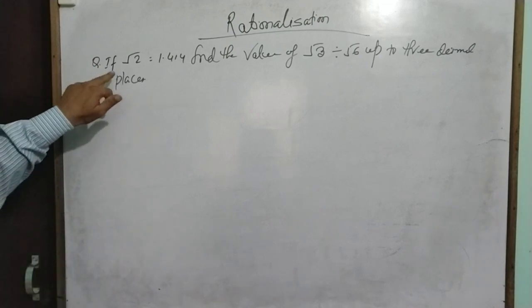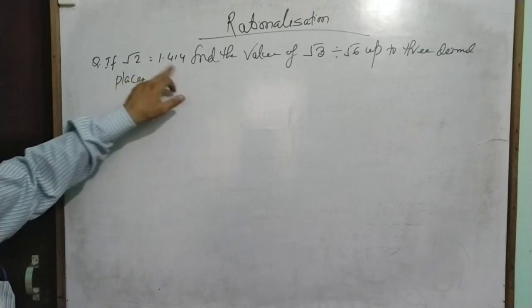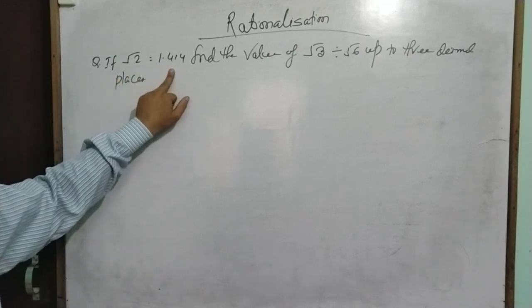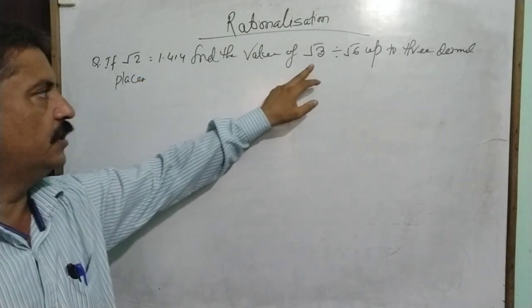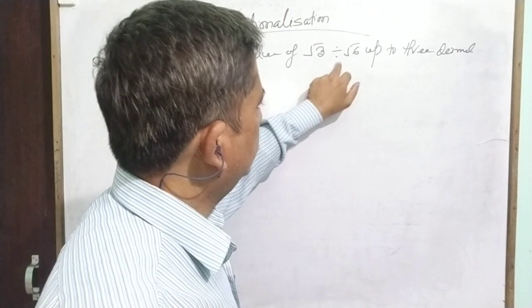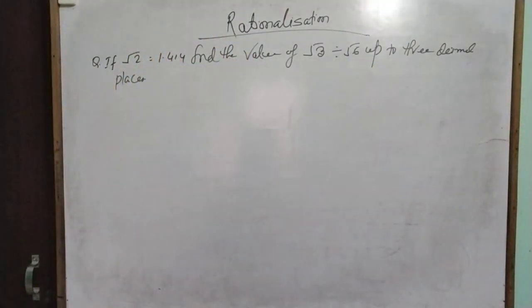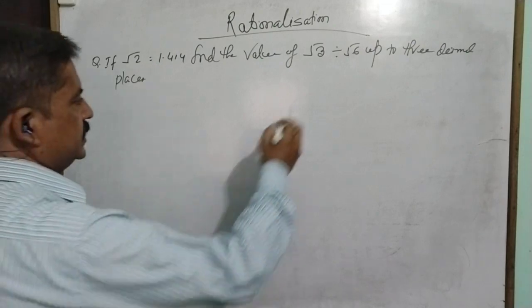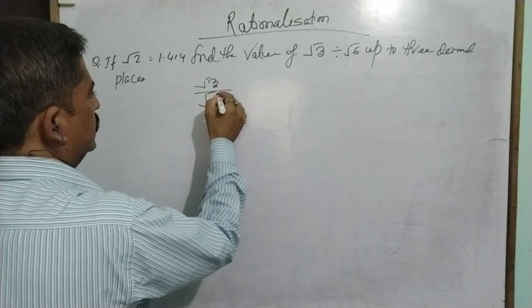The first question is: if root 2 is equal to 1.414, you know very well the square root of 2 is 1.414, find the value of root 3 divided by root 6 up to 3 decimal places. So the question is written as root 3 divided by root 6.